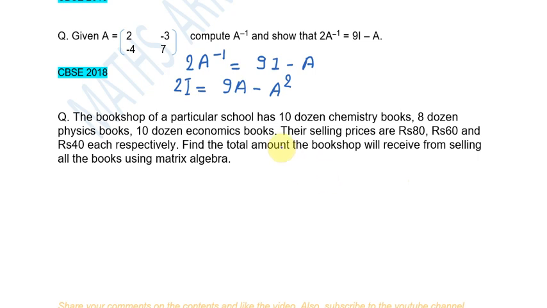You just need to remember one thing, that you should take them in the same order. For example, if you are taking chemistry first, then physics, then economics, the selling prices also should be taken in the same order. And if you take the books as one row, then the selling prices should be taken as one column, because rows and columns multiply, so in that way you would be able to solve that.